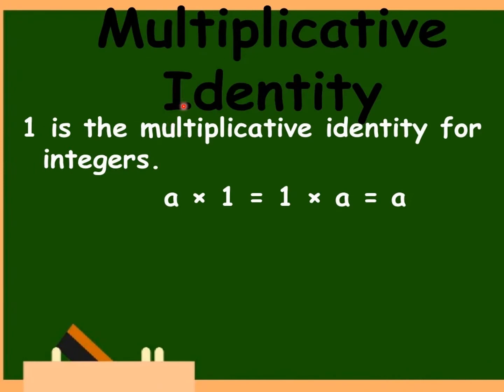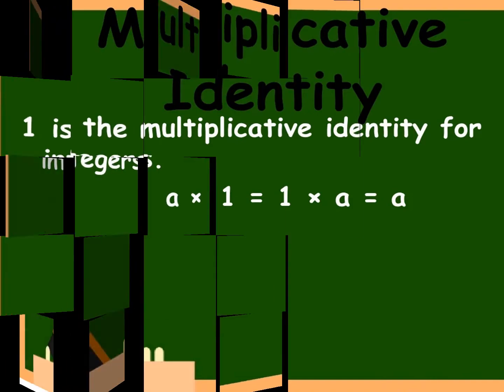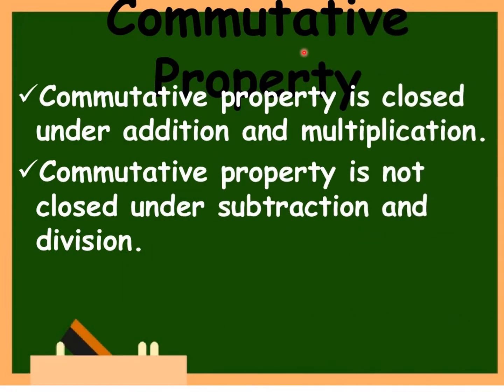Multiplicative identity. 1 is the multiplicative identity for any integer. Example, a into 1 equals 1 into a equals a. Commutative property holds under addition and multiplication. Commutative property does not hold under subtraction and division.